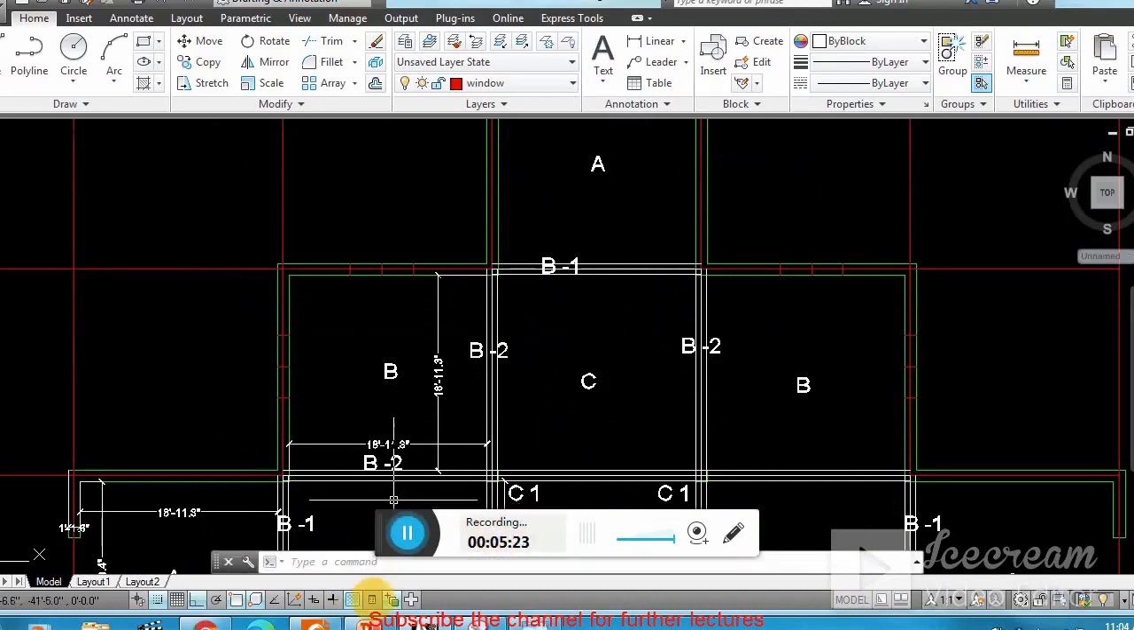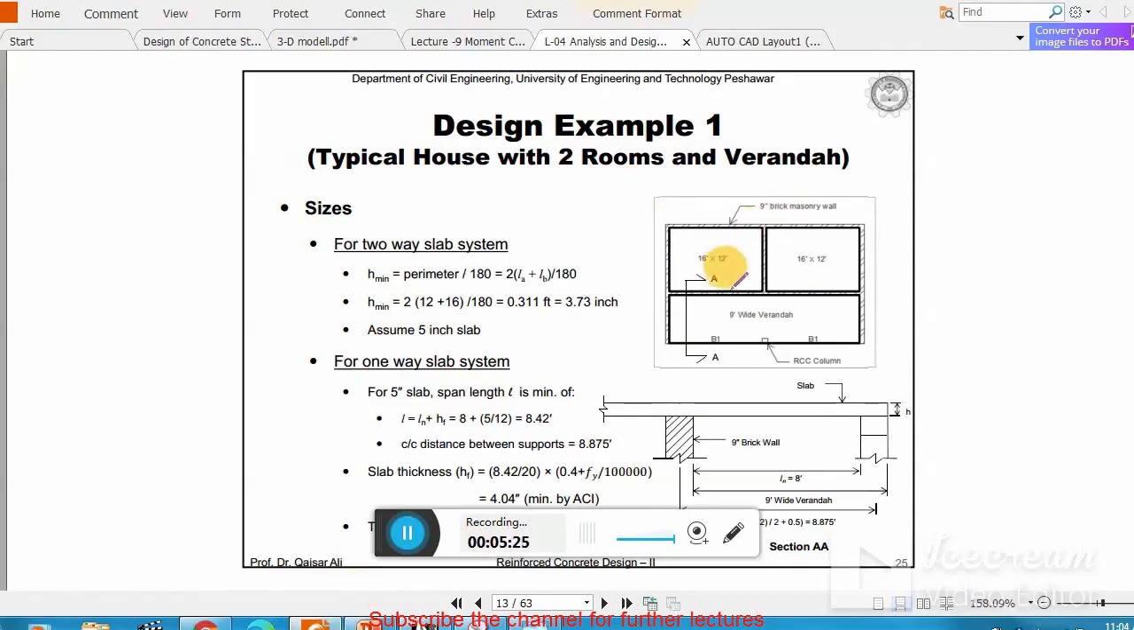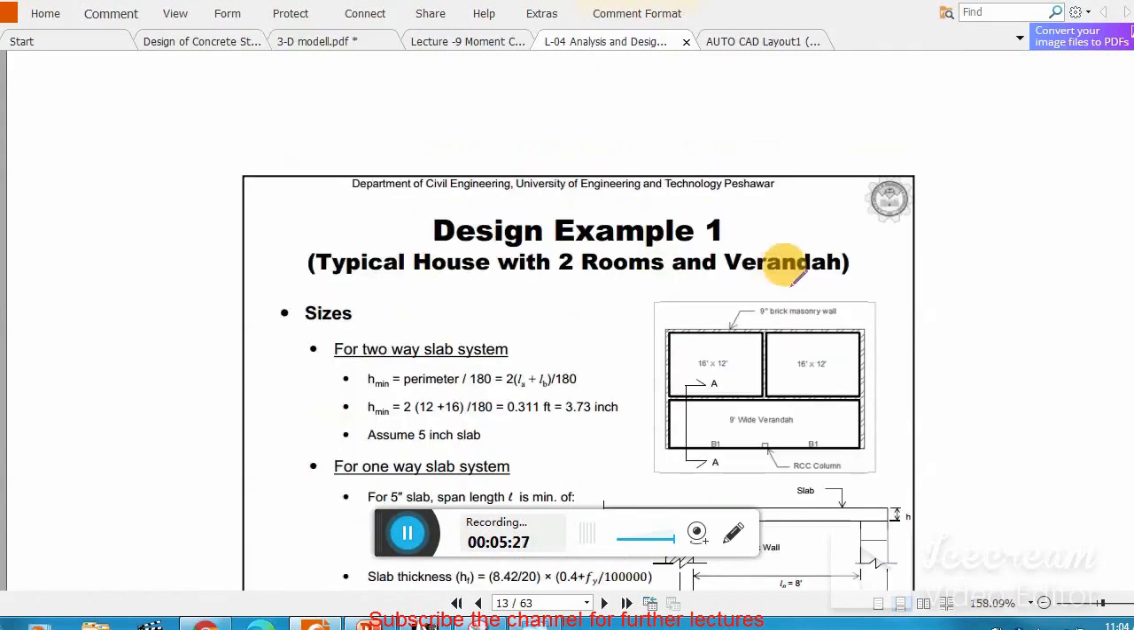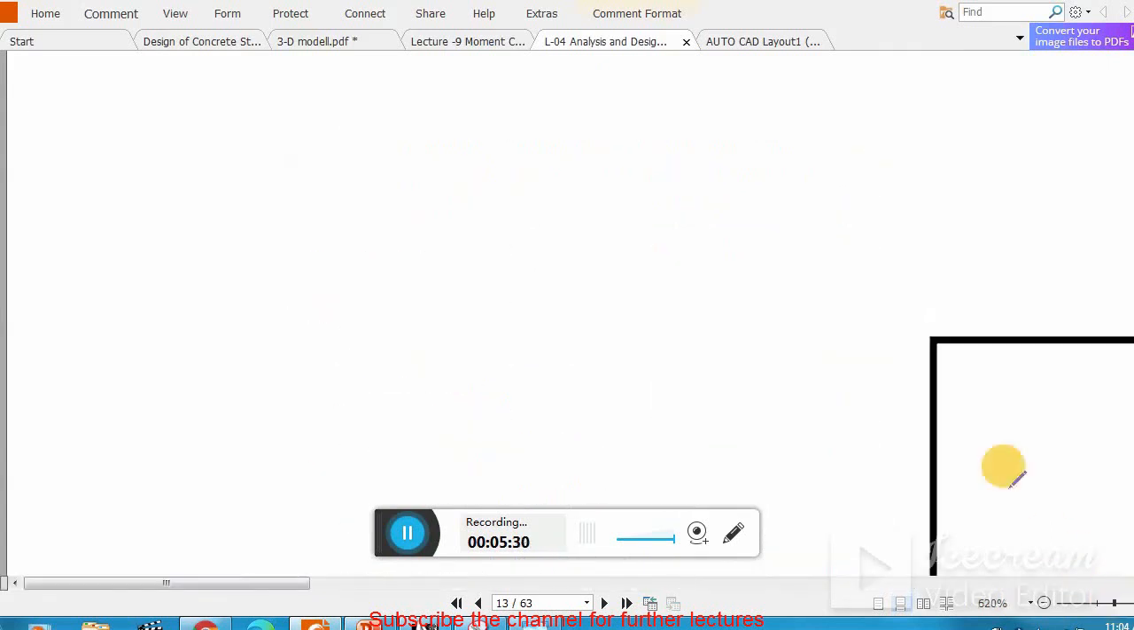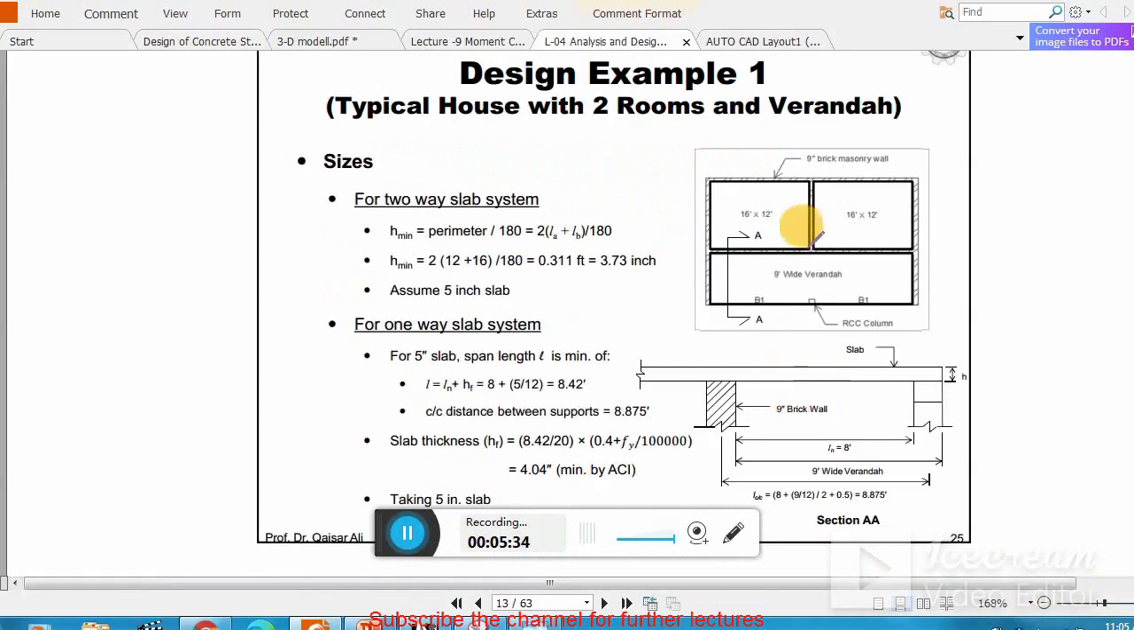But here I want to share with you this problem. Look at this example. This panel and this panel are uniform, but this veranda is non-uniform. You see, this is 16 by 12, but this is 9 feet, and the length is different. Now you see there is a two-way and one-way slab combination.